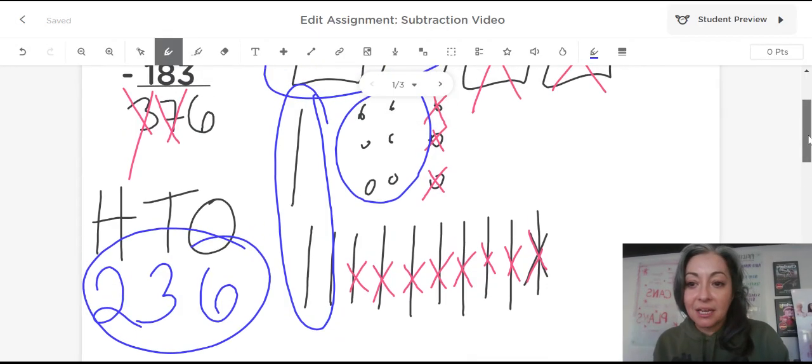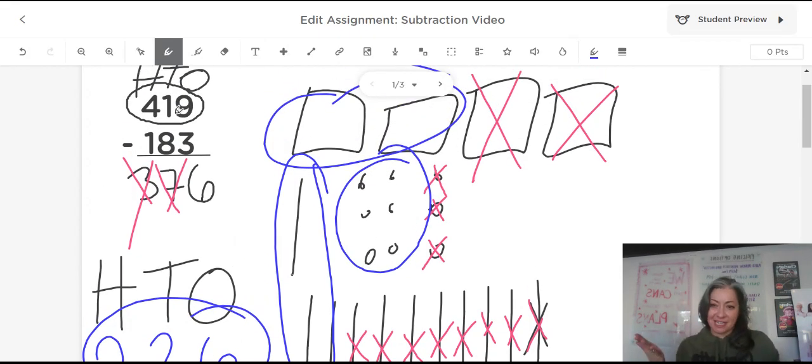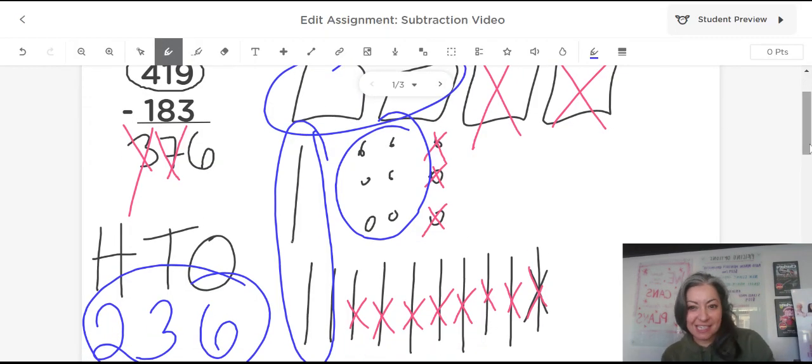Also, if you think about it, 419 is about 400, and 183 is about 200. So 400 minus 200 is going to be about 200. So if you get an answer that's 376, it just doesn't make sense. So that's why this one works.